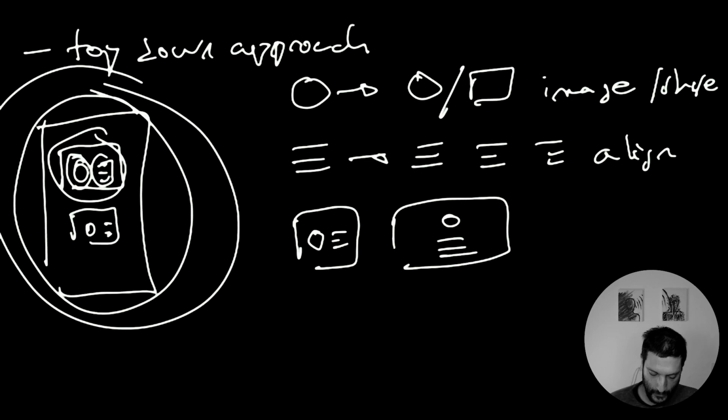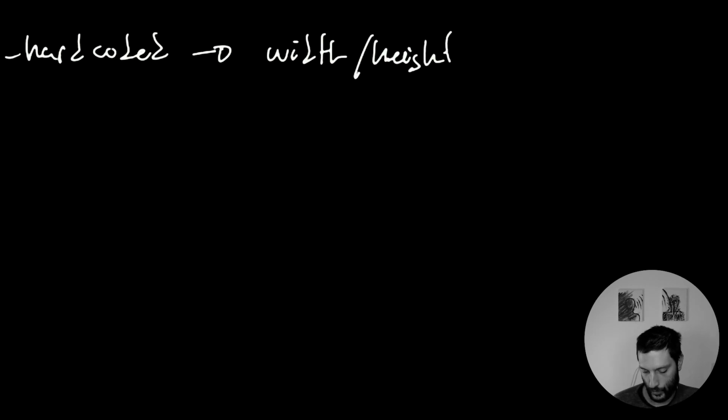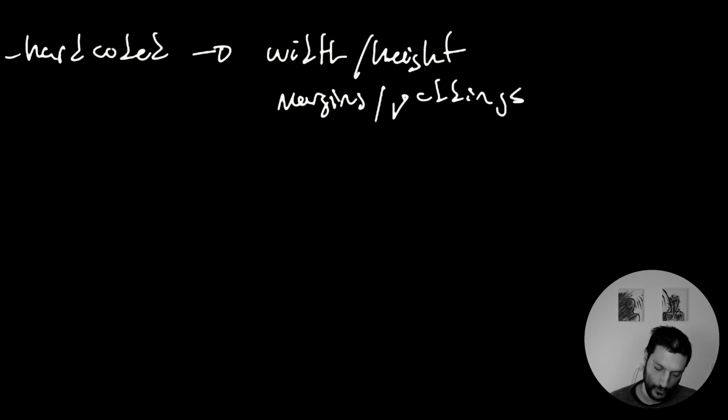Now a second topic is that while you do that, there are two things I think you need to be aware of. One of them is when you start to do a lot of hard-coded values, such as widths, heights, margins, or paddings. When you start to do a lot of hard-coded stuff, you should start to think about it and say, okay, maybe there's another way.